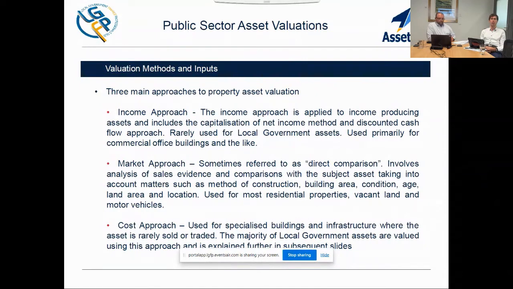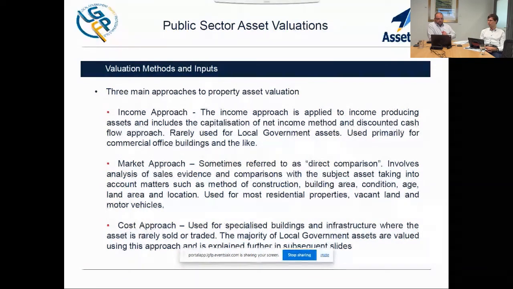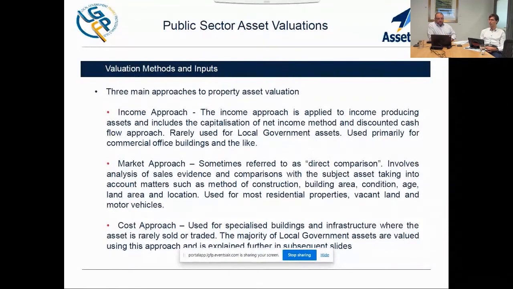So a good example for that is like a commercial office building that might have, you know, a number of tenants in there, where you can capitalise that income and determine a value based on that. The market and cost approach are probably the approaches that are more commonly used for financial reporting valuations for local governments. So I might let you speak a little bit about the market approach, Nick.